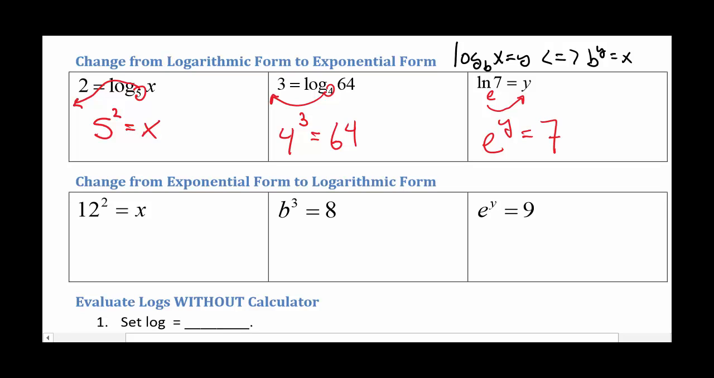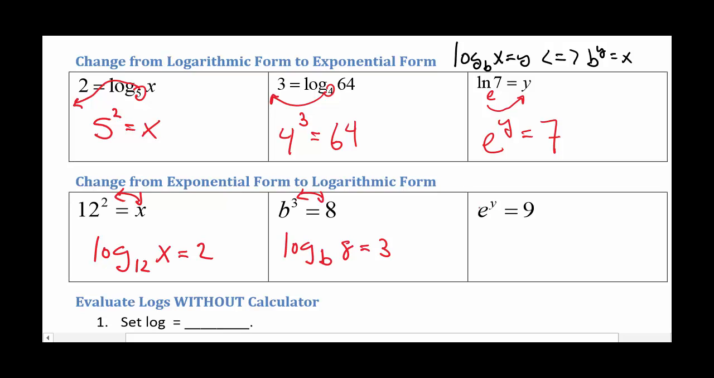Okay, let's go the other direction. This time I've got the base, so the base is going to be the same. If it's 12 squared, what's the base of the log? It's log base 12. And then I need to switch the x and the y places. So log base 12 of x equals 2. Okay, this next one: what's the base of the exponent? That's base b. We're going to switch x and y places. So log base b of 8 equals 3.